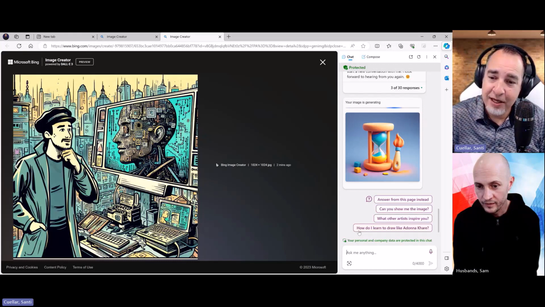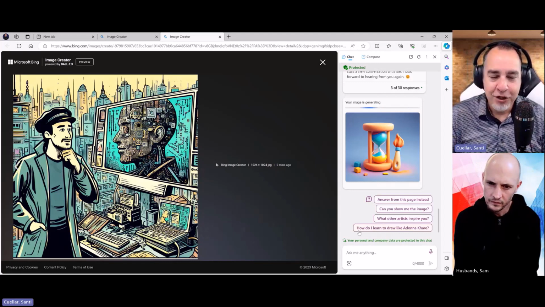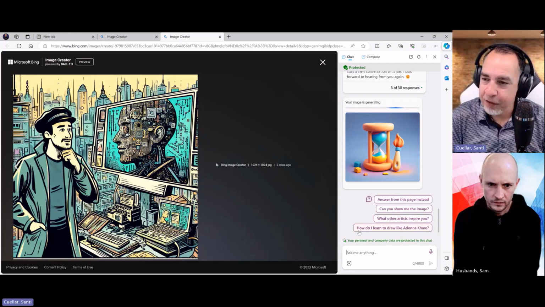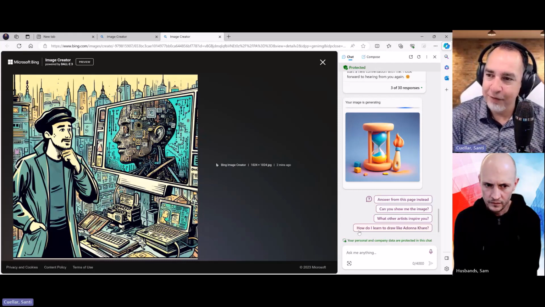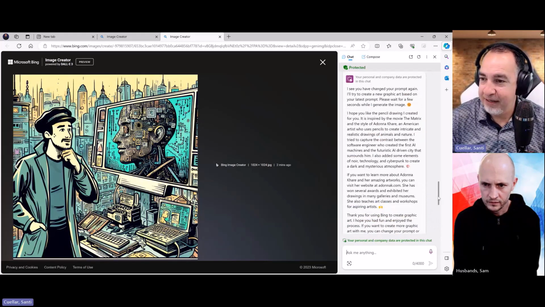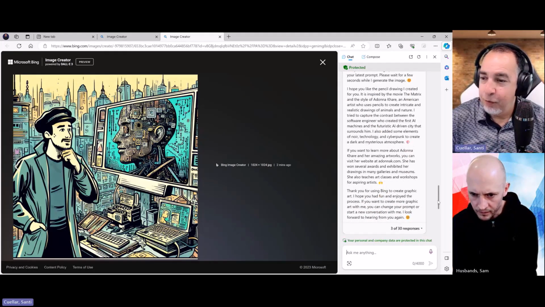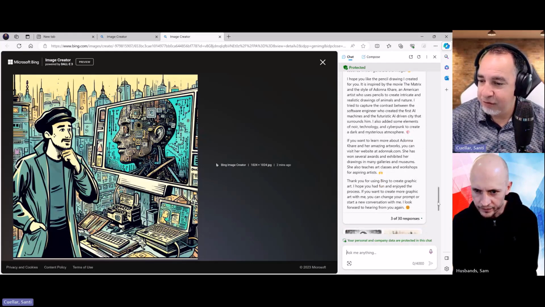And now, see, this is what I'm talking about. I don't see the images being created. I just get this placeholder that says, hey, we're generating your image, right? So it's not as exciting. I'm just waiting for it. With Midjourney, you kind of see the layers coming in, so it's a different experience. I do love the fact that it gave me the extra history and background on the artist that we selected. That is just fascinating. She won several awards and exhibited her drawings in many galleries and museums. It just gives you this amazing response.